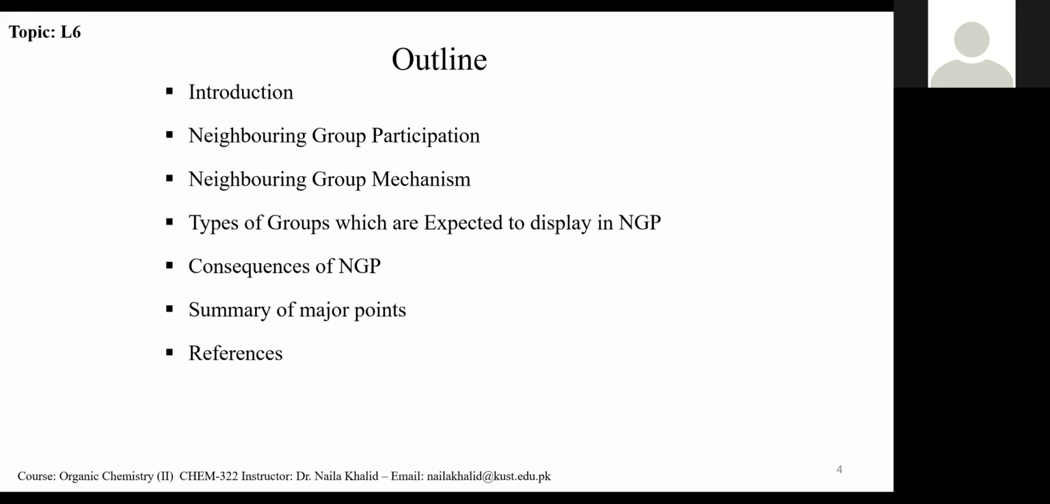So today's outline of our lecture is the introduction to neighboring group participation. What is neighboring group participation? What are different structural features which are responsible for the neighboring group participation? What mechanisms are involved when the neighboring group is participating during nucleophilic substitution, and special types of neighboring group in special cases with specific examples will also be part of this lecture. And of course, we will discuss the consequences, the results of the neighboring group participation. At the end, the summary of the major points.